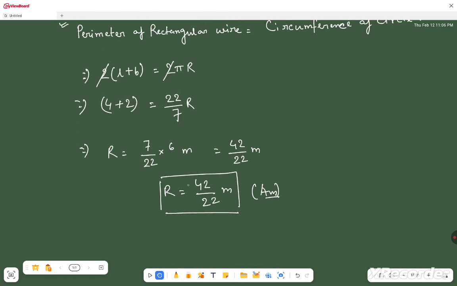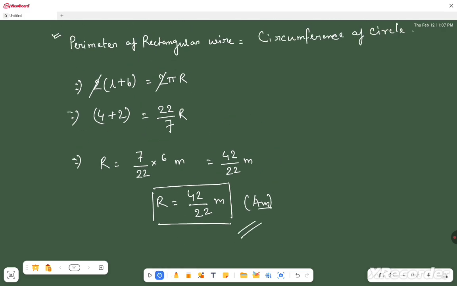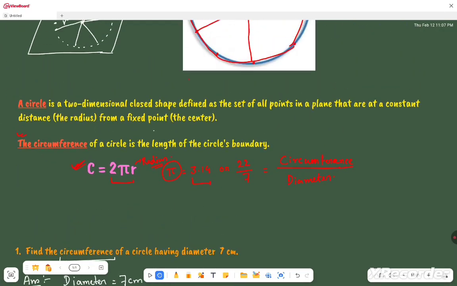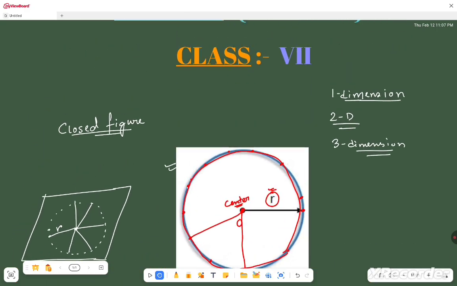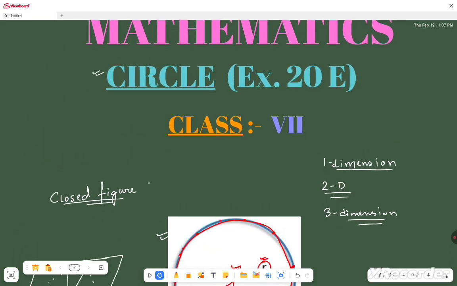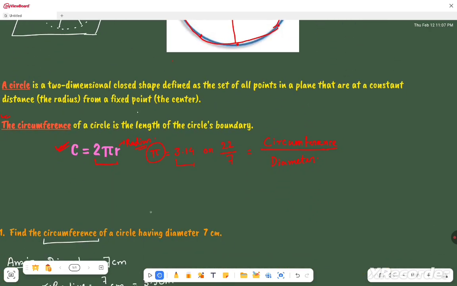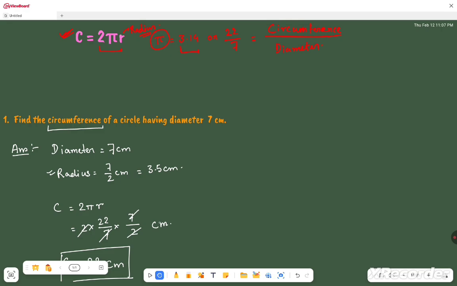So the radius of the circle was asked, and we have calculated the radius of the circle. I think this question also is clear to everyone. Now, in this video we have already solved these two questions, and we have cleared the concept of circle, the circumference of the circle. So I think we have some idea about the circle, and we have got the idea of how we need to solve the questions from this exercise.